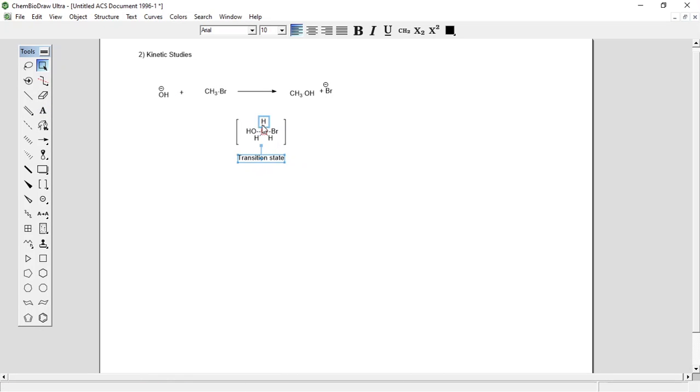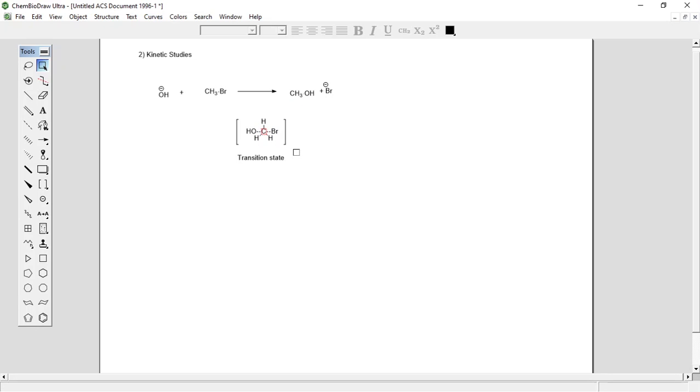So this is your primary alkyl halide. The nucleophile attacks from the backside, and when it attacks from the backside, the C-Br is a leaving group. So this SN2 reaction involves inversion of configuration. Suppose your reactant is R, then you are getting S. The reason is that your nucleophile attacks from the backside and replaces the leaving group.